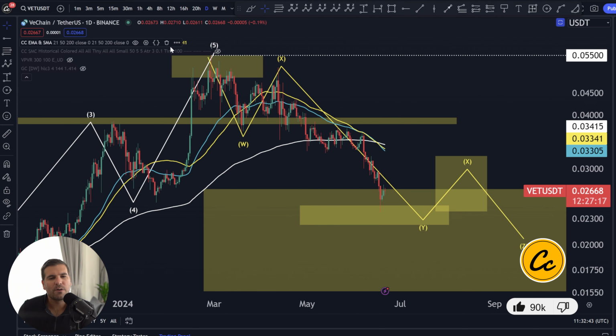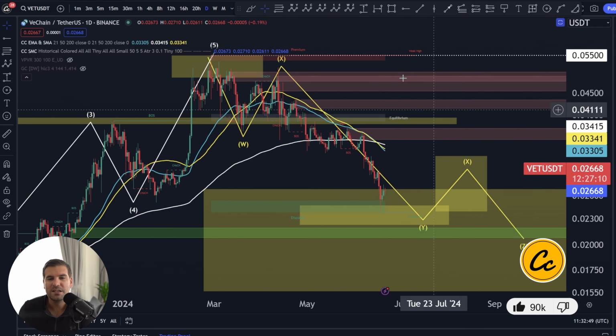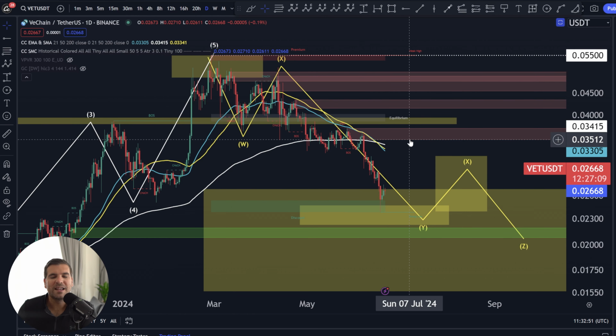Now, if I go ahead and throw on smart money concepts here, we can see that equilibrium is sat significantly higher at 3.8 cents. There's lots of selling pressure up here, and all these areas of resistance, the selling pressure is higher than the 200-day EMA. This is obviously going to be really difficult for us to push on through.